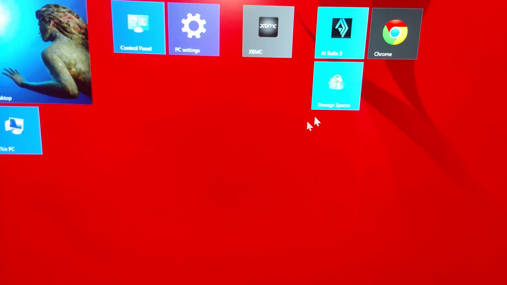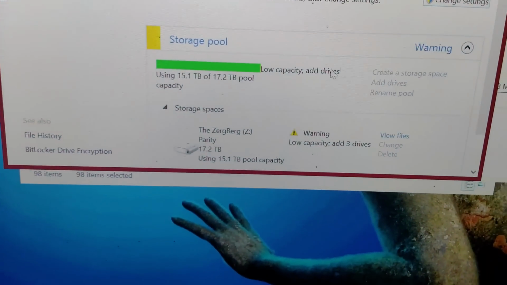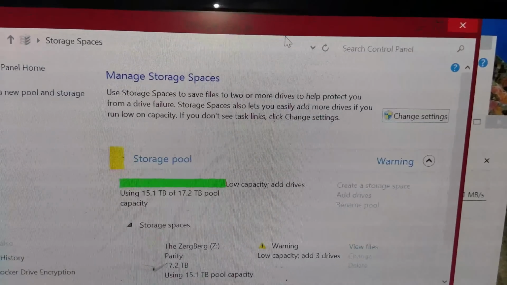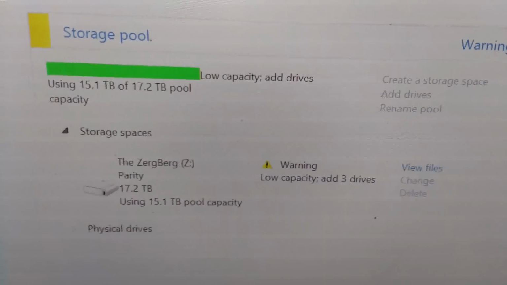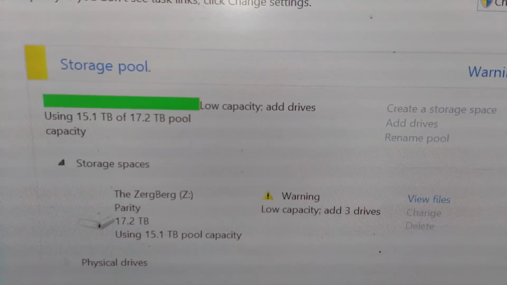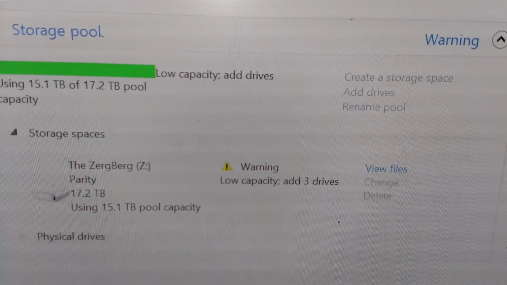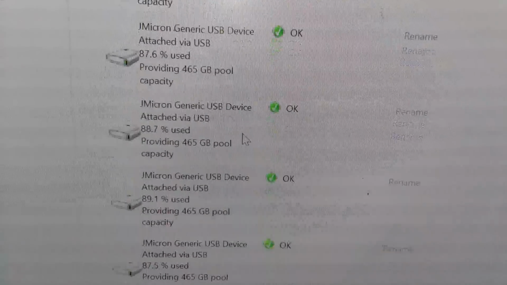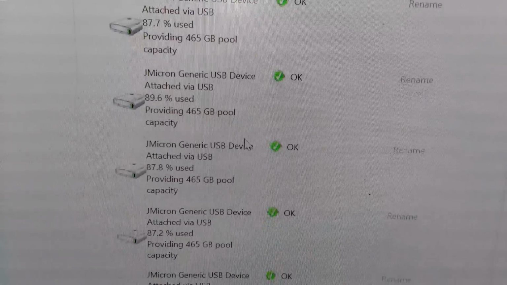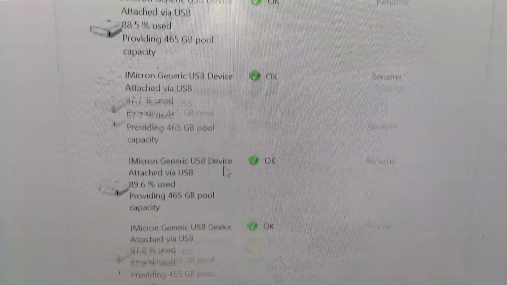I don't know what else to tell you. If you have any questions, give me a shout. I'm going to go ahead and pan over real quick. We go ahead and look here. Sorry, Storage Spaces, dog barking. And of course, we've loaded up most of this. So ultimately what we have here is a 17.2 terabyte array. We're using 15.1 terabytes of it right now. And of course, if you look at the physical drives, we have 38 USB 3 drives all connected.